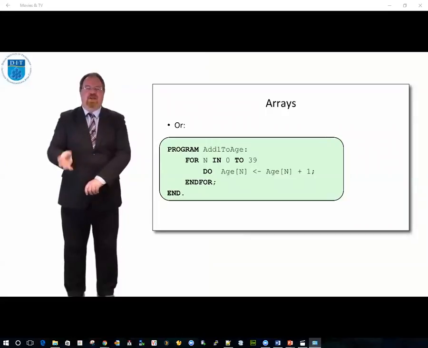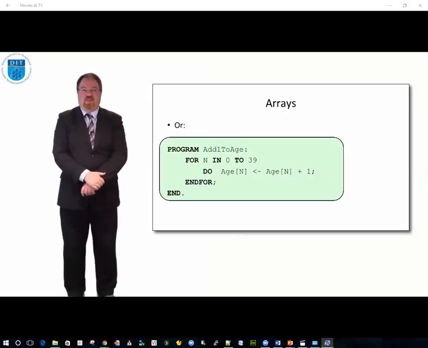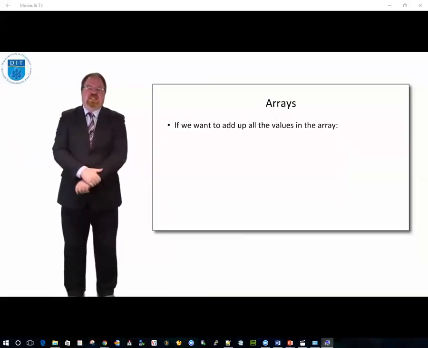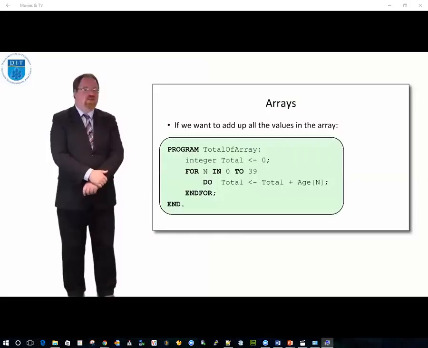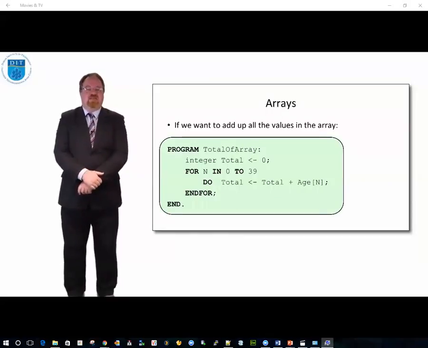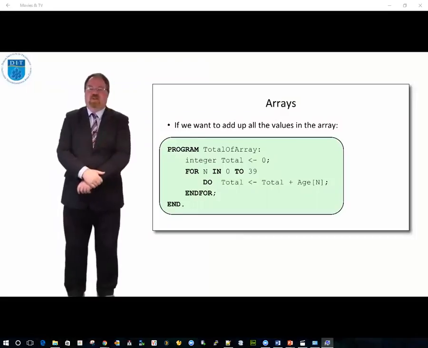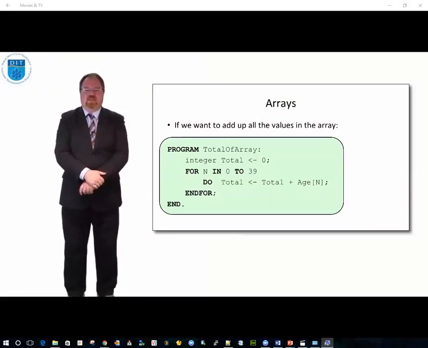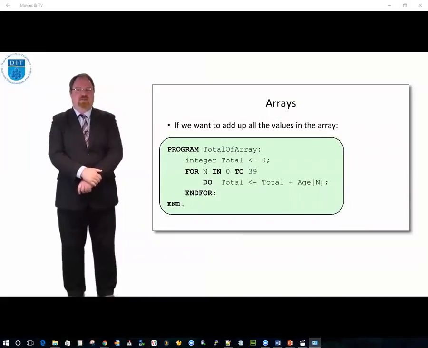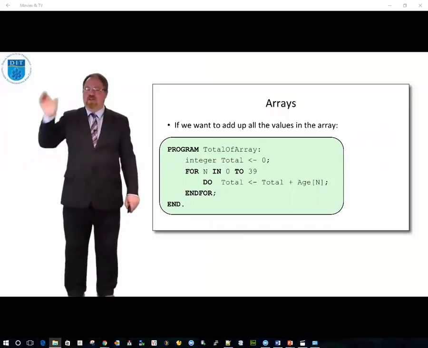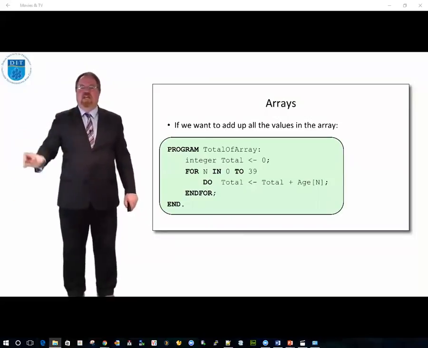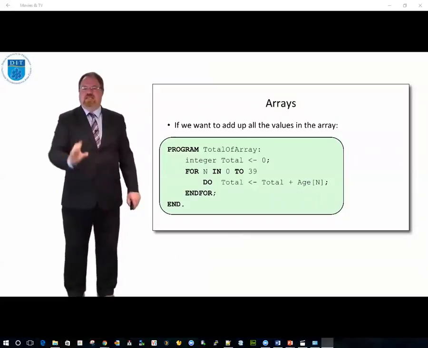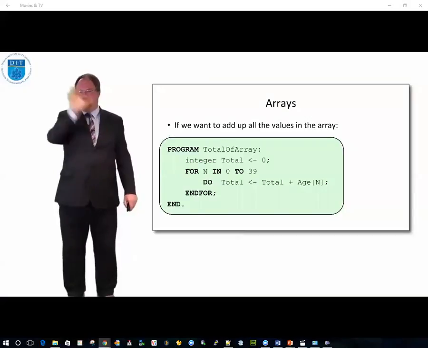So when we're manipulating arrays, loops, and particularly for loops, are a very effective way of traversing or going through each element of the array. If we wanted to add up the ages of everybody in the class, how we do it is as follows. We'd have a running variable called total, and we'd go through each element of the array using the for loop from 0 to 39, and then we'd say total gets the value of total plus the current value. Total starts off as 0, then age 0 is added onto it the next time around, age 1 is added onto that, age 2 is added onto that, age 3 is added onto that, age 4 is added onto that, age 5 is added onto that.